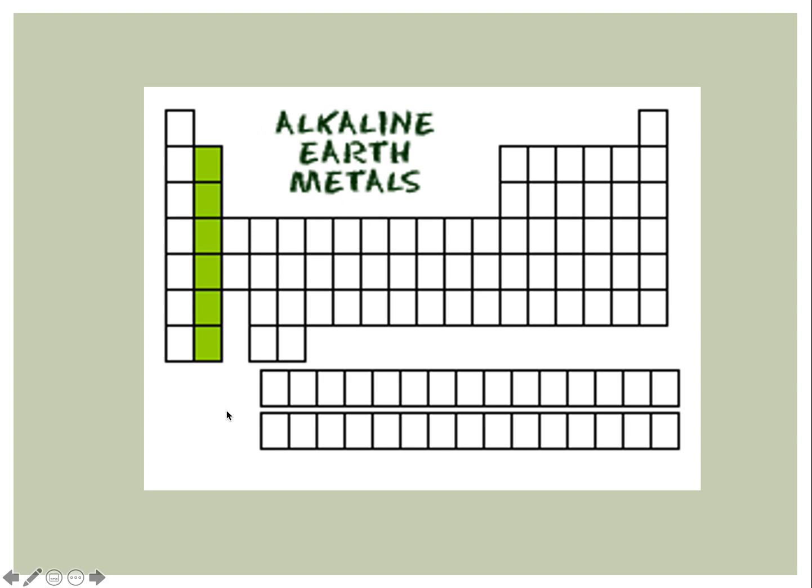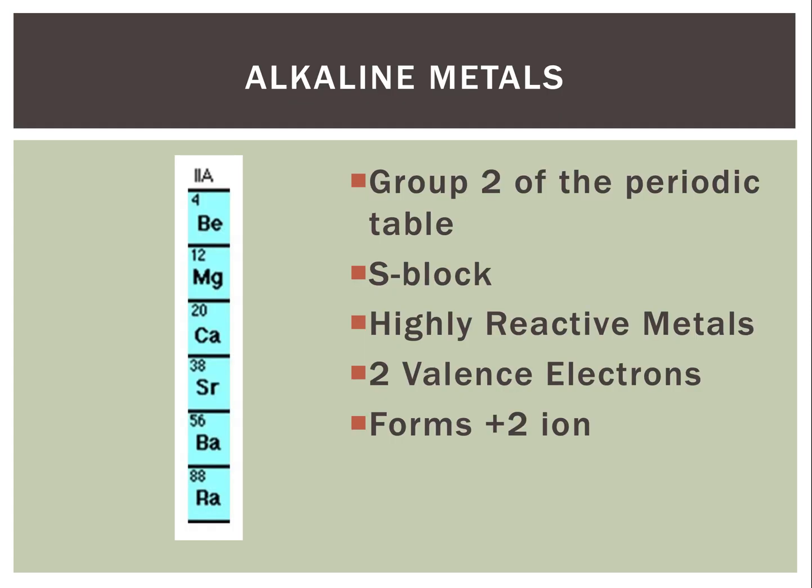Group 2 are known as my alkaline earth metals. So group 2 is also in my S block, and they are also highly reactive metals. But they're not quite as reactive as group 1. Now, these are also super reactive because they have 2 valence electrons, but where group 1 only has to lose 1 electron to form a compound, these have to lose 2, which means they do form a +2 ion, and they're just slightly less reactive than group 1.